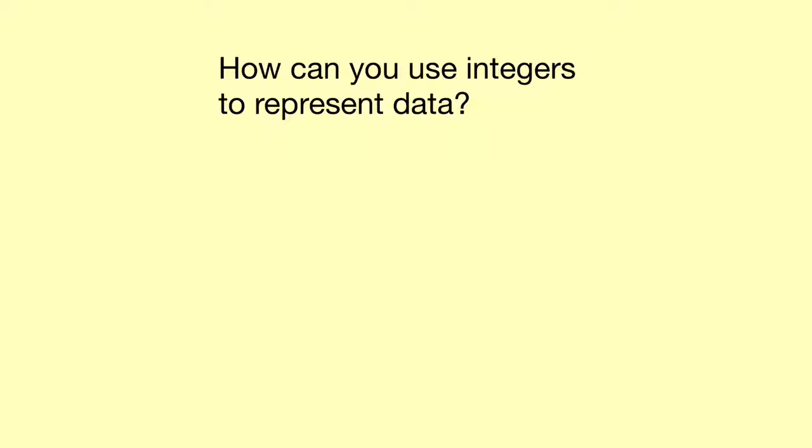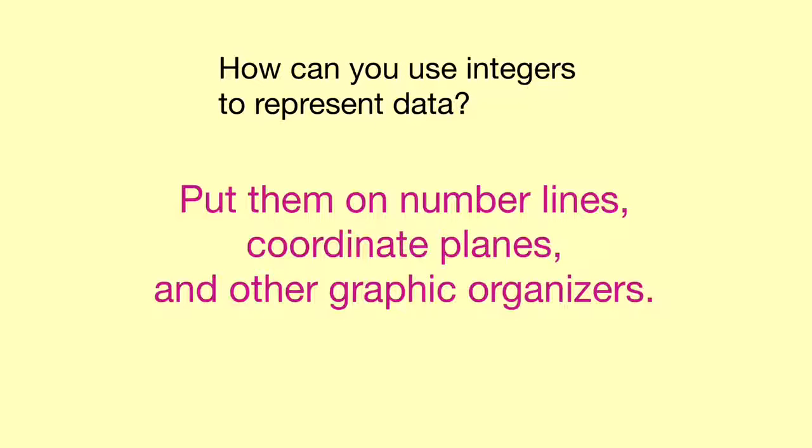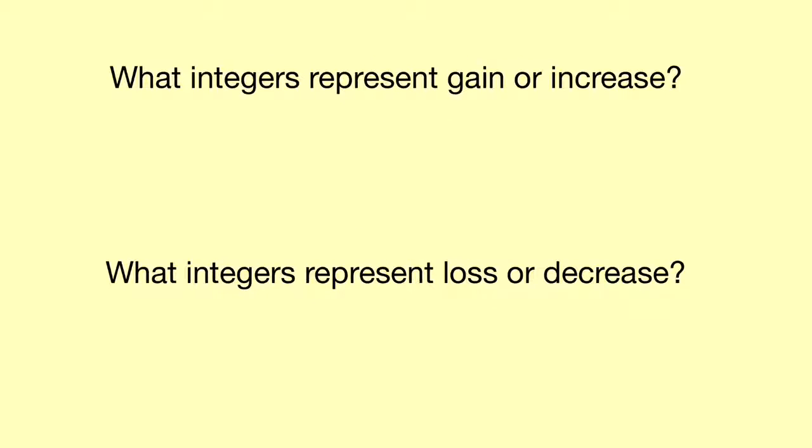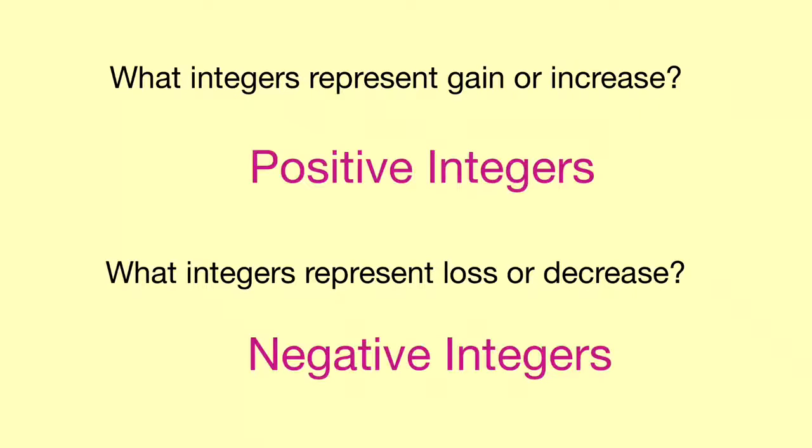How can you use integers to represent data? Well, that seems pretty obvious. You put them on number lines, coordinate planes, and other graphic organizers. What integers represent gain or increase, and what integers represent loss or decrease? Positive integers represent gain and increase. Negative integers represent loss and decrease.